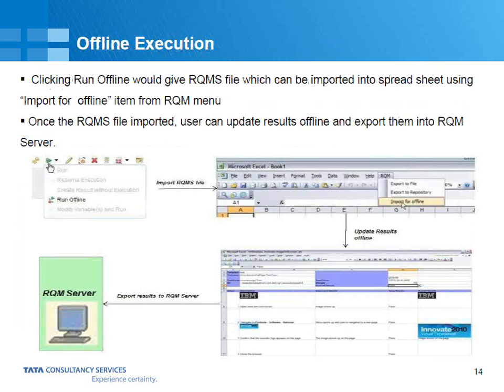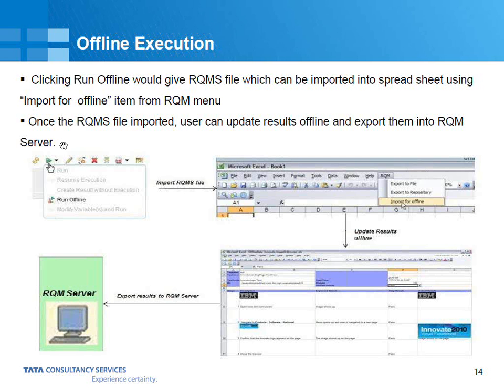Another important aspect of RQM is offline execution. This is a very important feature, and everybody wants it, because when you are away from the office and don't have access to your server, you can get the files into your local system, execute your tests offline, and upload your results when you come to the office and have access to the RQM server.